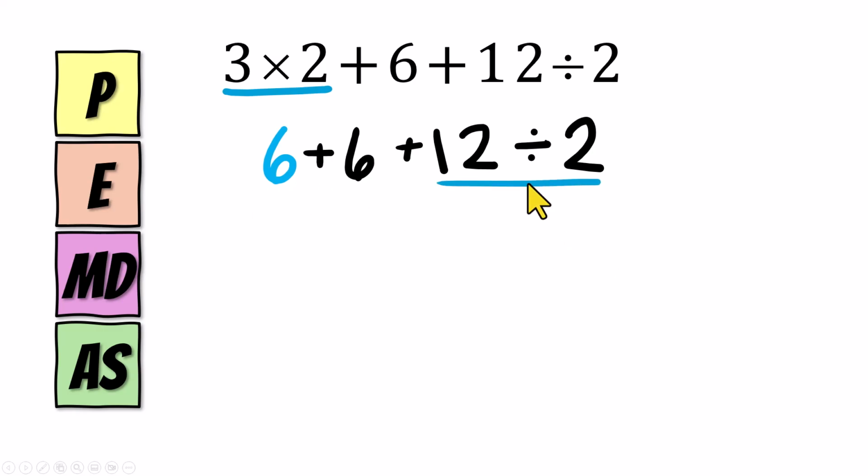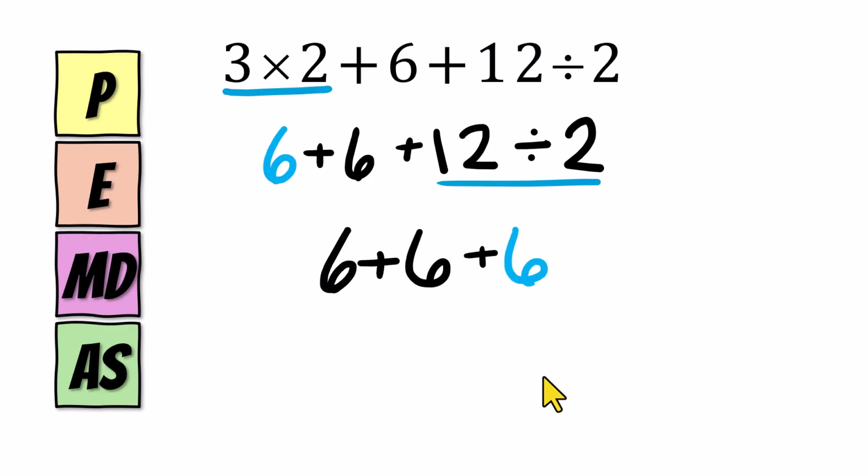I need to go back here and do this 12 divided by 2 now. So I have 6 plus 6 plus 6, and the correct answer is 18. I bet you had that all along. But just in case you forgot how this works, now you see it.